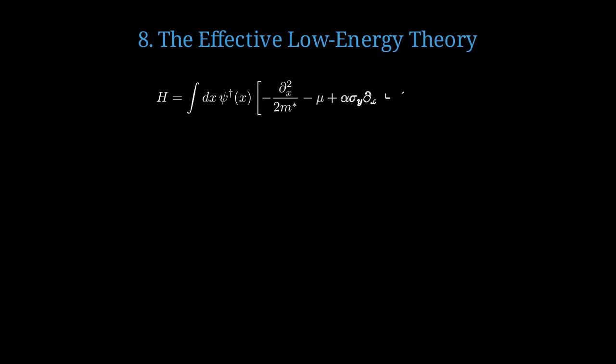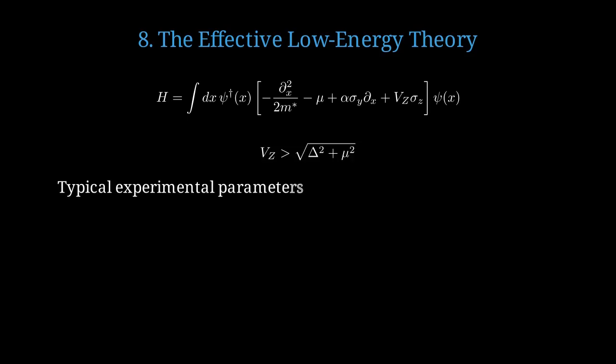The Hamiltonian includes kinetic energy with effective mass m star, chemical potential mu, spin orbit term alpha sigma y partial x, and Zeeman energy Vz sigma z. The topological condition requires Zeeman energy Vz to exceed the square root of delta squared plus mu squared. This ensures we enter the topological phase.